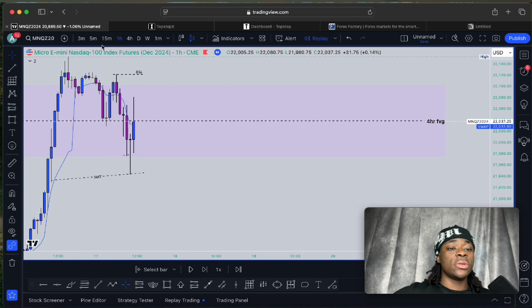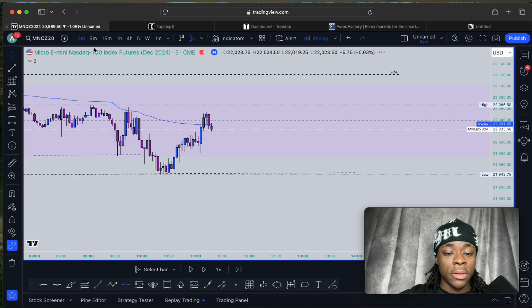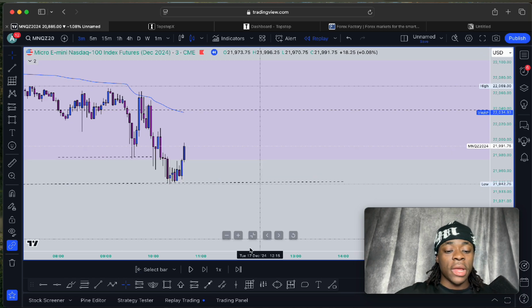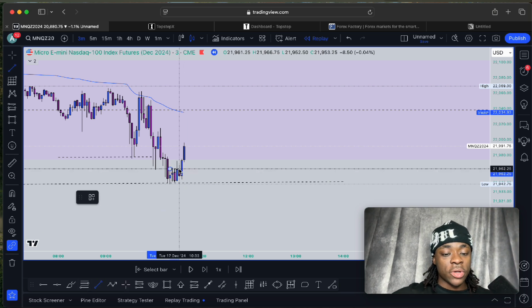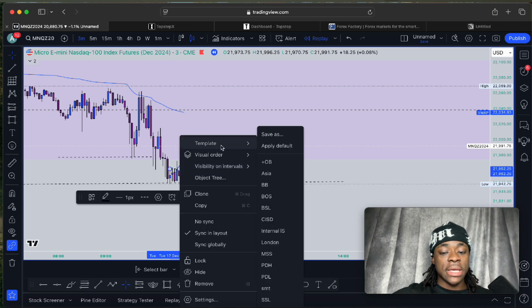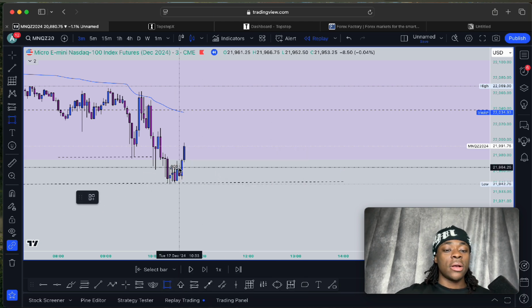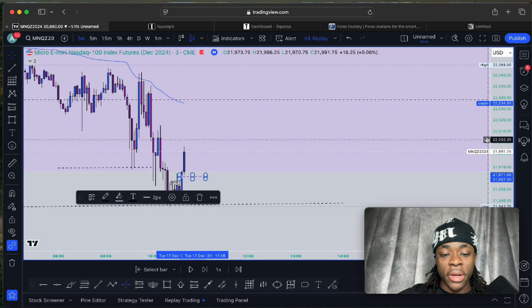So now what I want to do is align my higher time frame with my lower time frame. Now what do I want to see in the lower time frame? I want to see a breaker structure. We have a breaker structure and we have a change in state of delivery. So now what's my final confluence? My final confluence would be this 3 minute fair value gap right here.